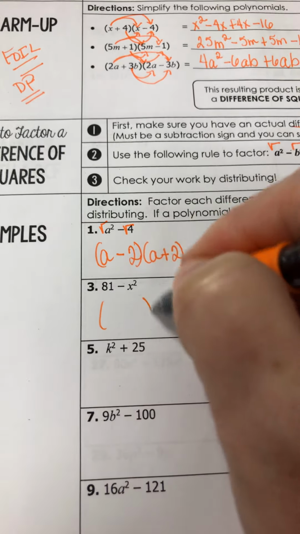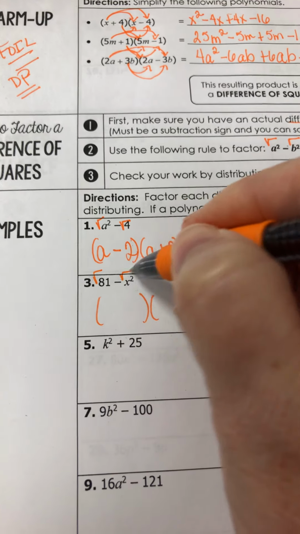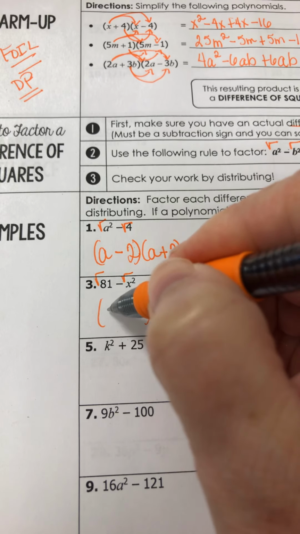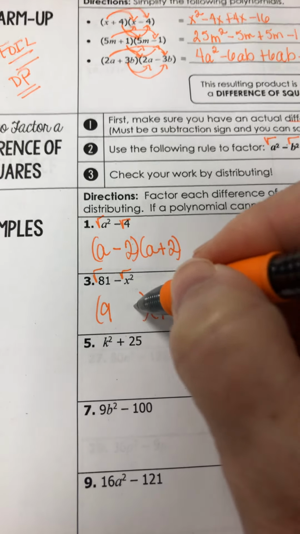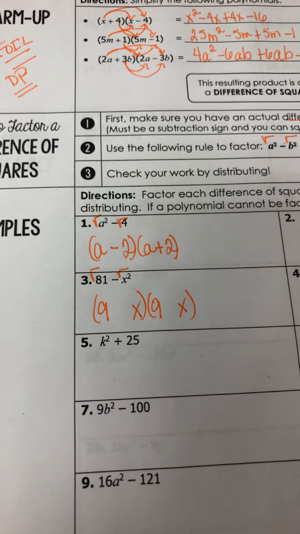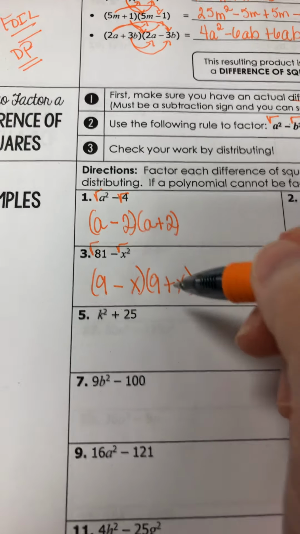Number 3, go ahead and make your two parentheses. We're going to take the square root of each one. The square root of 81 is 9 because 9 times 9 is 81. The square root of x squared is x. Make one of them minus and one of them plus.